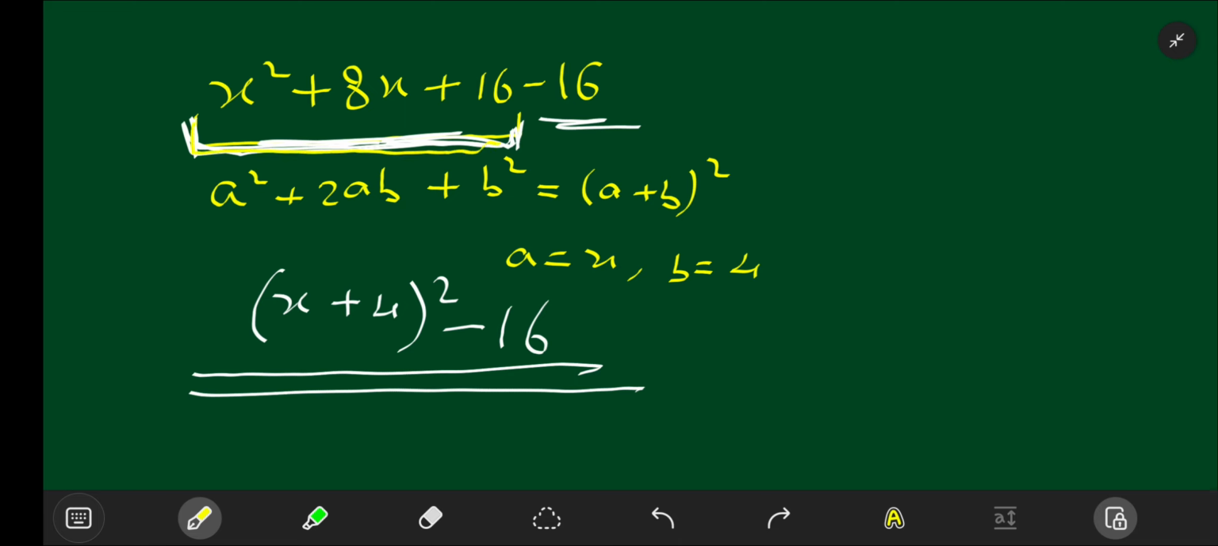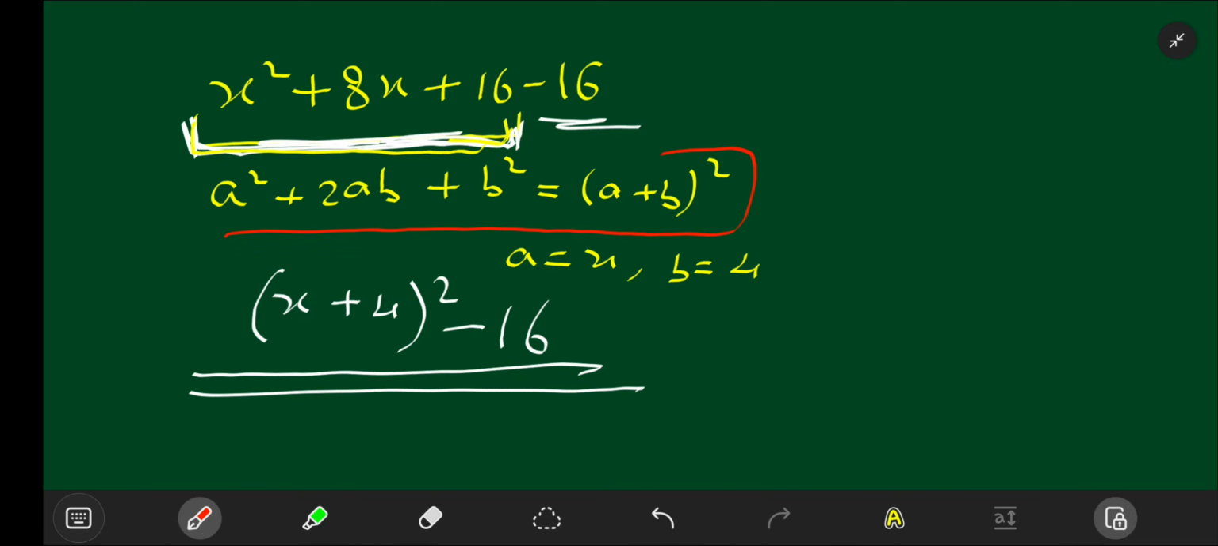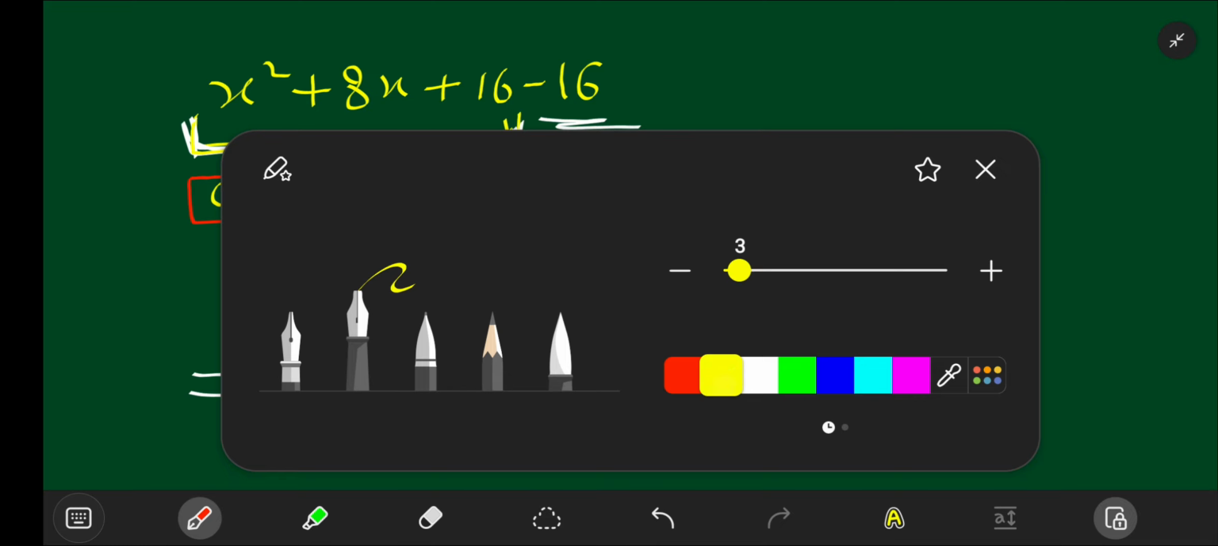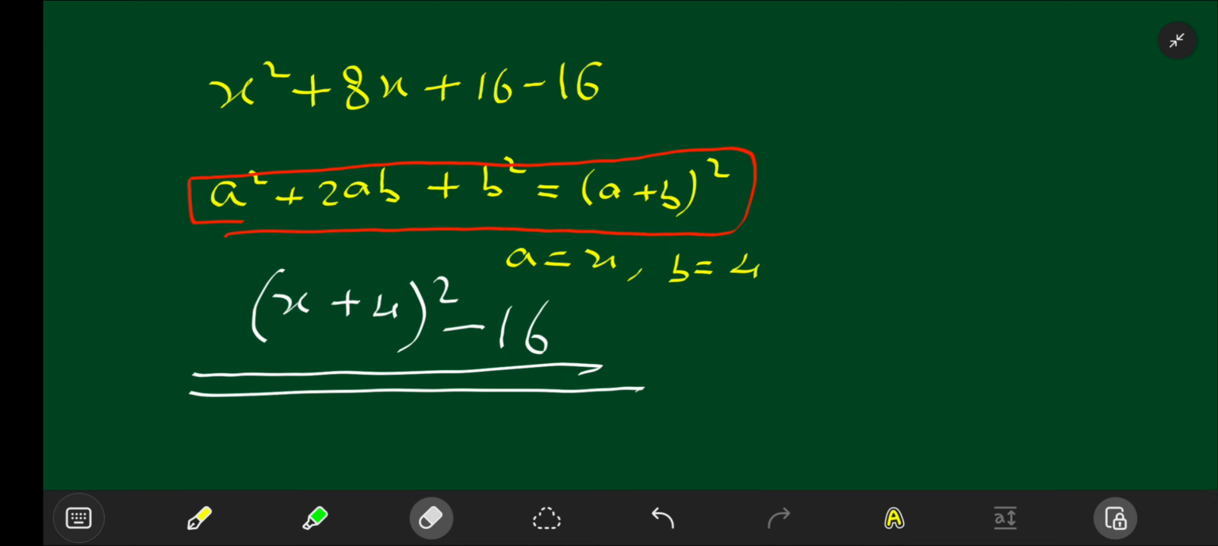By seeing this portion, we know this is in the expansion of the a plus b whole square formula. This formula. So it is written in perfect square form. Okay, this is the way, this is the process. Understood? Next, let's do an example.